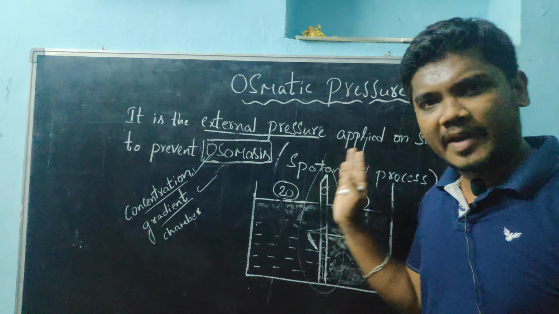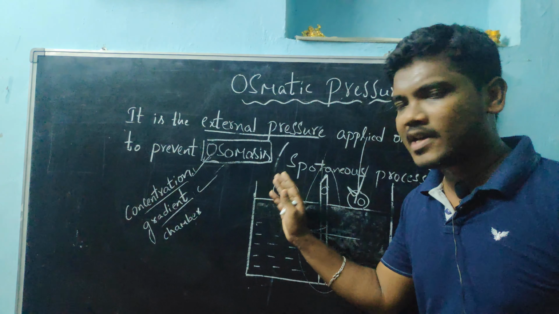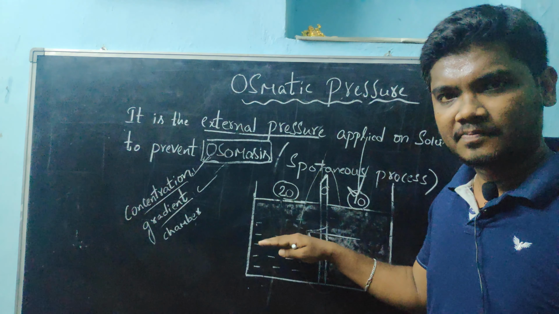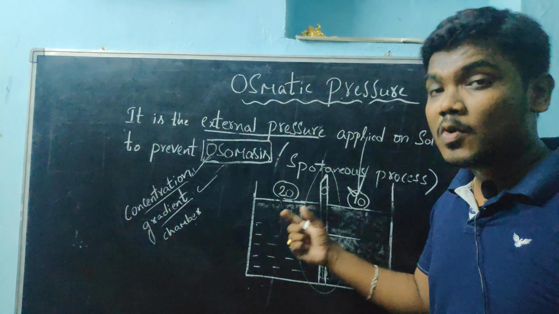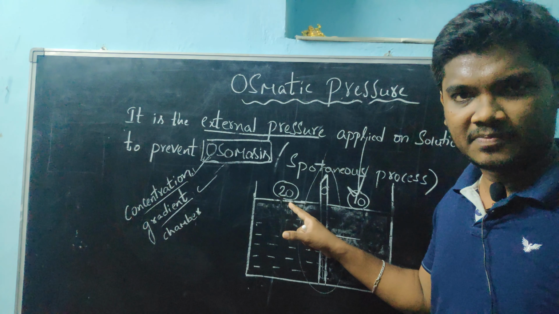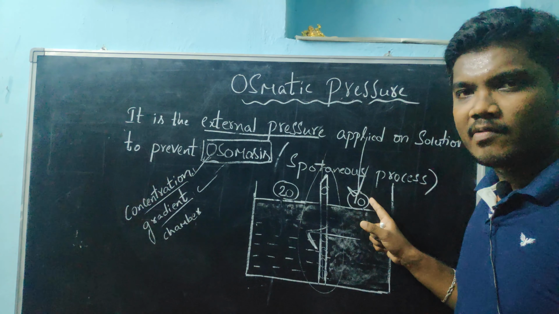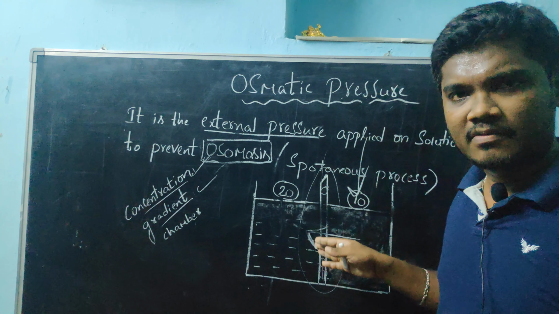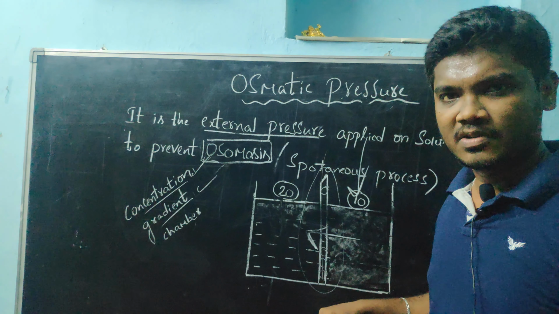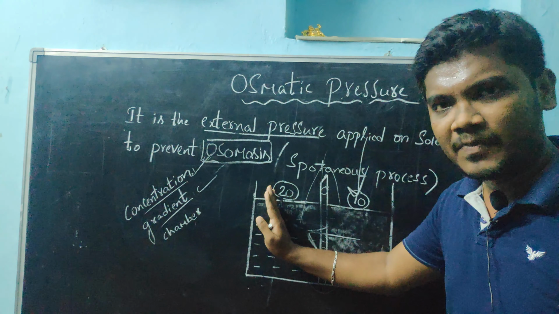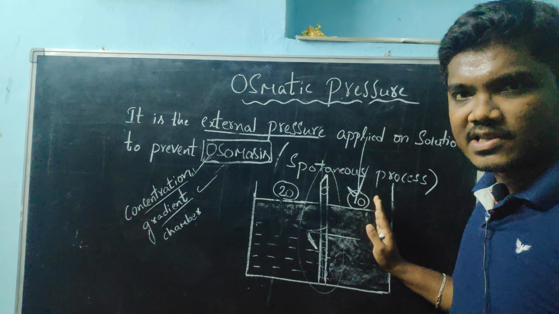Coming to the term equilibrium, let's have an example. Already we know that this one is diluted, nothing but it has more solvent molecules. For example, it has 20 solvent molecules. At the right hand side we have 10 solvent molecules. In between we have a membrane which allows only solvent molecules. During the process of osmosis, the solvent molecules flow from left hand side to the right hand side.